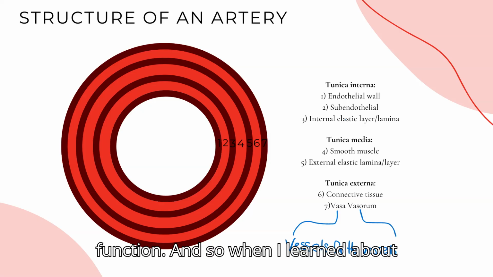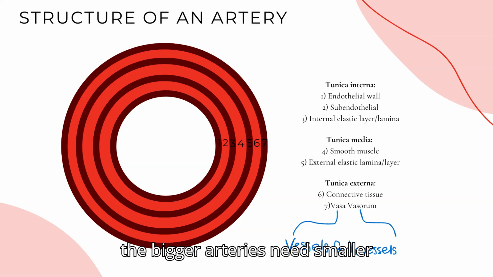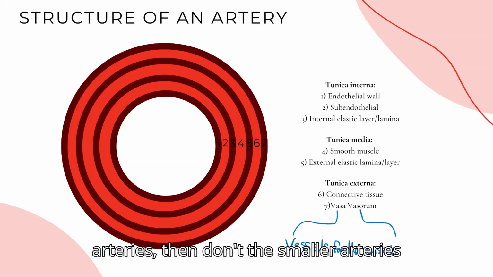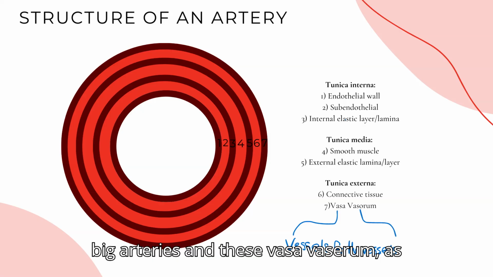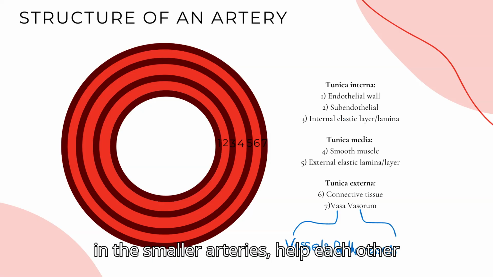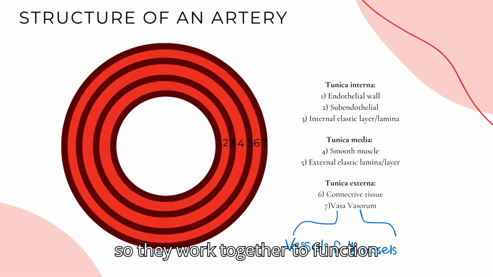And so when I learned about this, I was curious. I was like, well, if the bigger arteries need smaller arteries, then don't the smaller arteries need even more miniature arteries? So I looked into it and I found out that these big arteries and these vasa vasorum, as in the smaller arteries, help each other out by providing each other energy, and so they work together to function together. And so this is the anatomy of the artery.